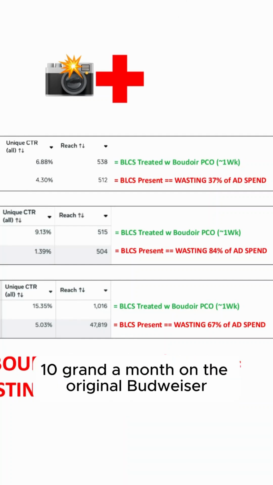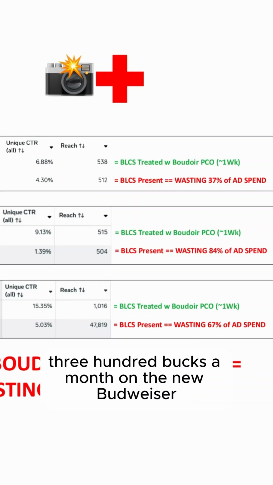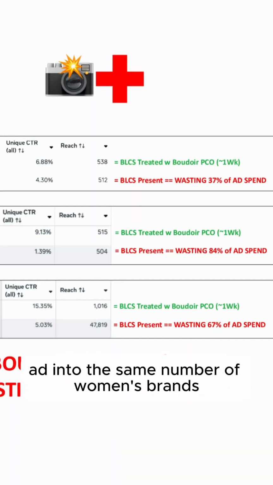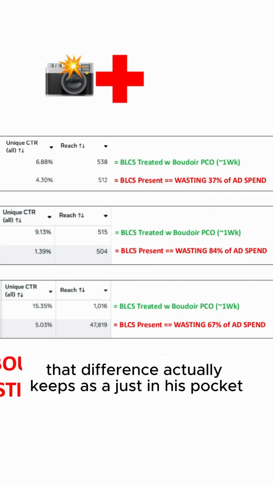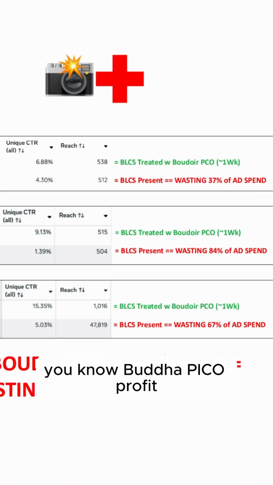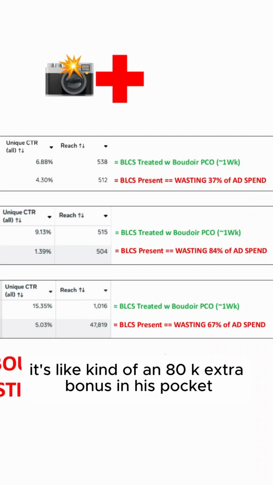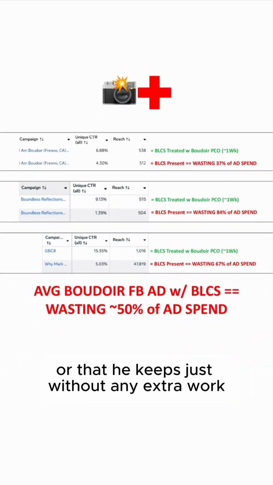So if he was spending 10 grand a month on the original Boudoir Facebook ad, now he only needs to spend $3,300 a month on the new Boudoir Pico treated ad, and he'll get his ad into the same number of women's brains. And that $6,700 a month delta, that difference, he actually keeps in his pocket. Again, as another phantom profit, Boudoir Pico profit, whatever. After 12 months of this, it's about an 80K extra bonus in his pocket that he no longer has to pay for, or that he keeps without any extra work.